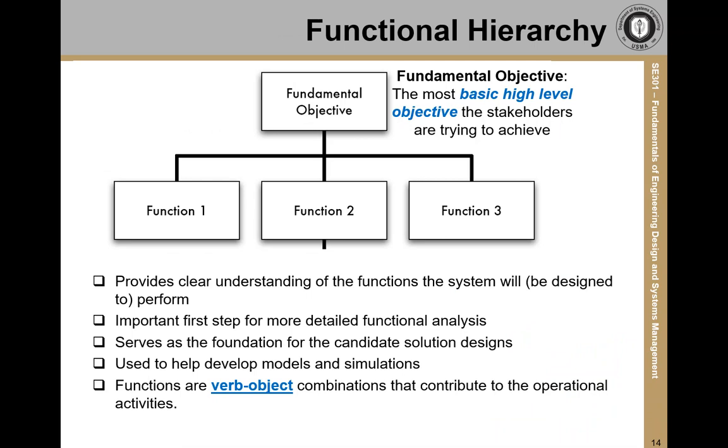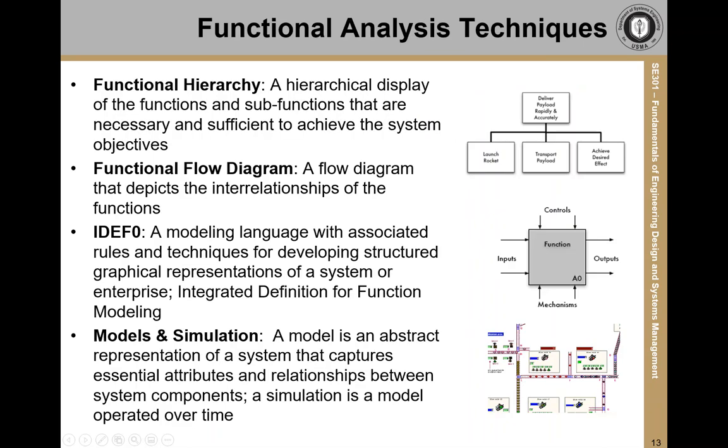So this is definitely a key slide here. When we're talking about a functional hierarchy, what we have up top is what we call our fundamental objective. The fundamental objective is the reason that the system exists, the main thing we are trying to achieve, as we say here, the most basic high-level objective that our stakeholders care about. In our previous slide, it would be deliver the payload rapidly and accurately.